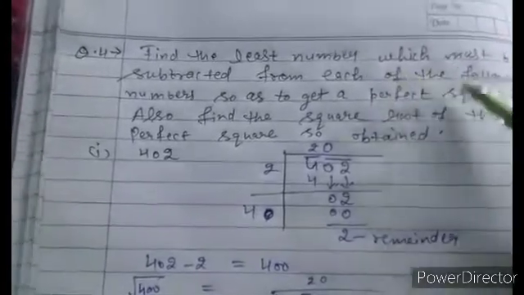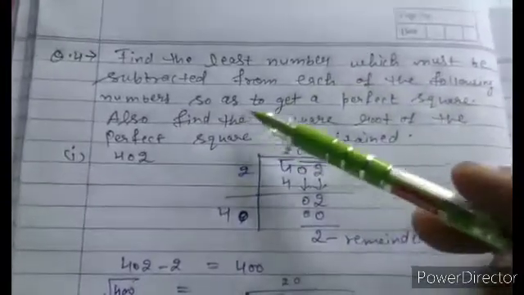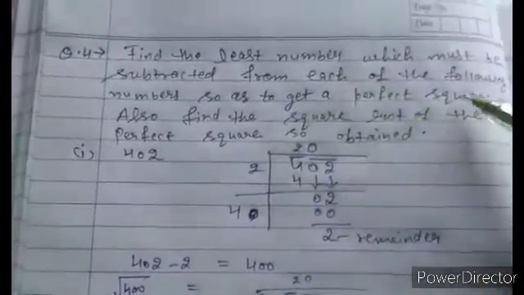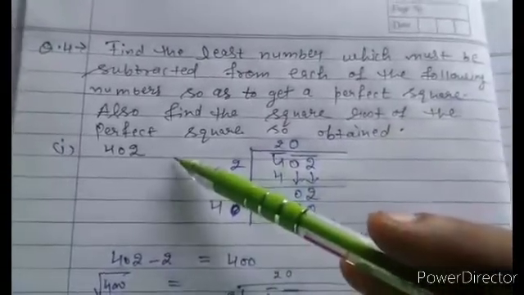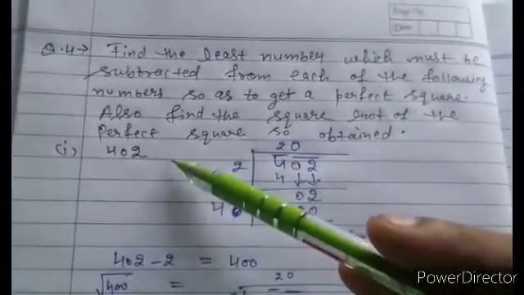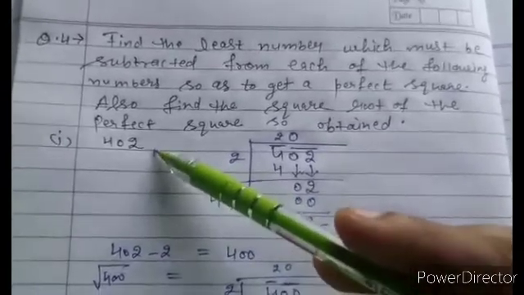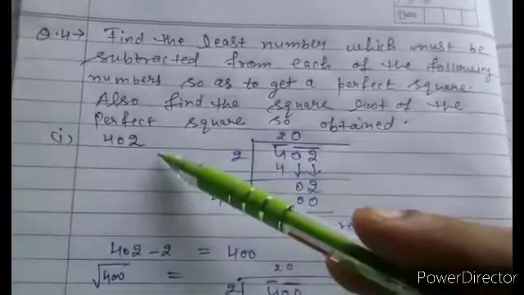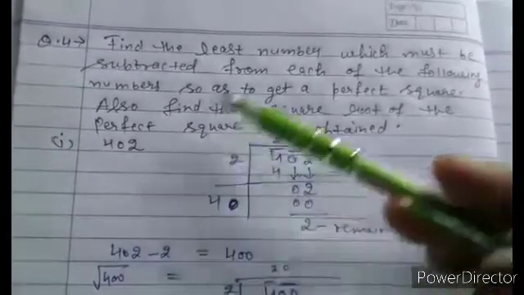Find the least number which must be subtracted from each of the following numbers so as to get a perfect square. Now these numbers are given to us. These are not perfect squares. So we have to tell a number which will be subtracted from this number to make it a perfect square. So there are 5 parts of question number 4.